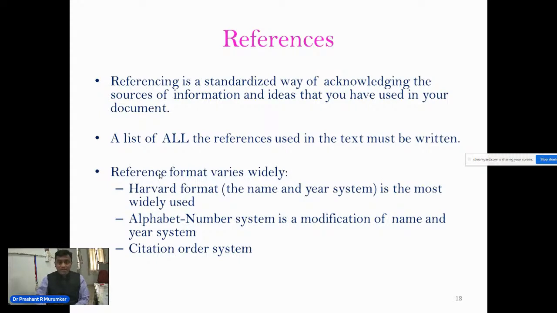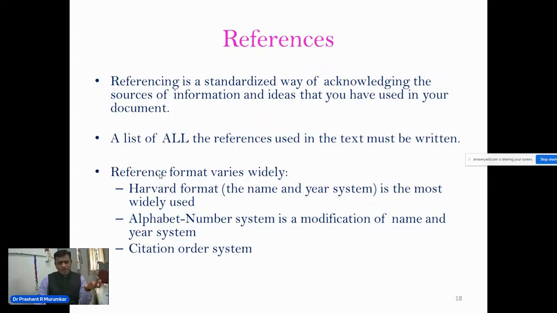It is accepted at the initial level. Once the article is accepted, the journal may ask you to follow the reference format as per their journal's guidelines. So there are certain guidelines which have been provided. Most publications have their own guidelines, like the American Chemical Society, ACS. You will find that elsewhere they also have their own guideline.